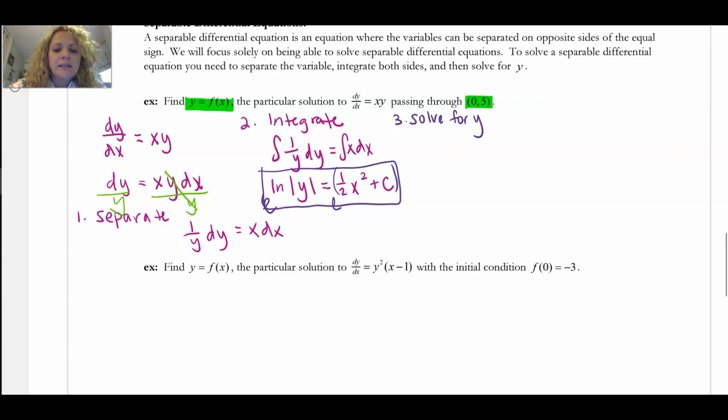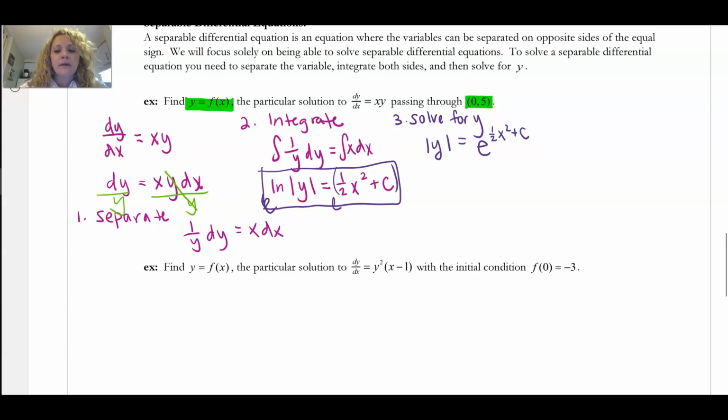So on the left-hand side, we're left with just the absolute value of y. Through the process of exponentiating base e, we've eliminated the log with the base e. On the right-hand side, we now have e to all that junk, so e to the 1/2 x squared plus c. This is important: the c is in the exponent because we exponentiated the entire side of that equation.